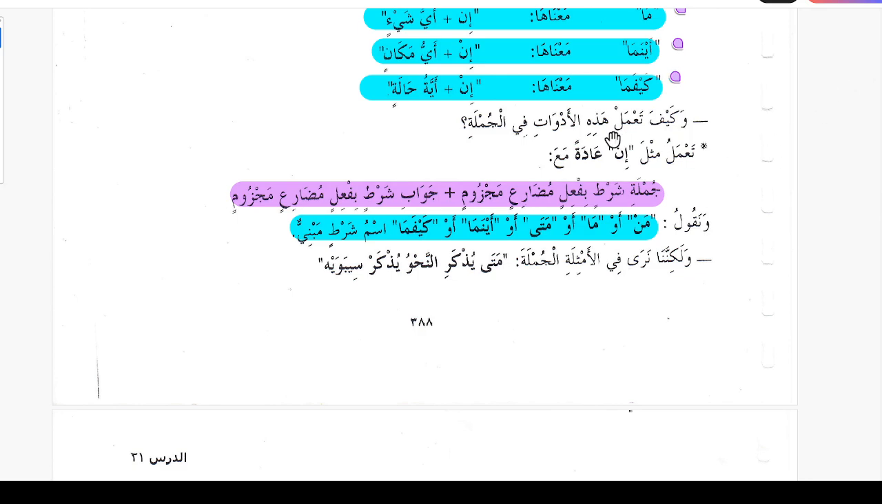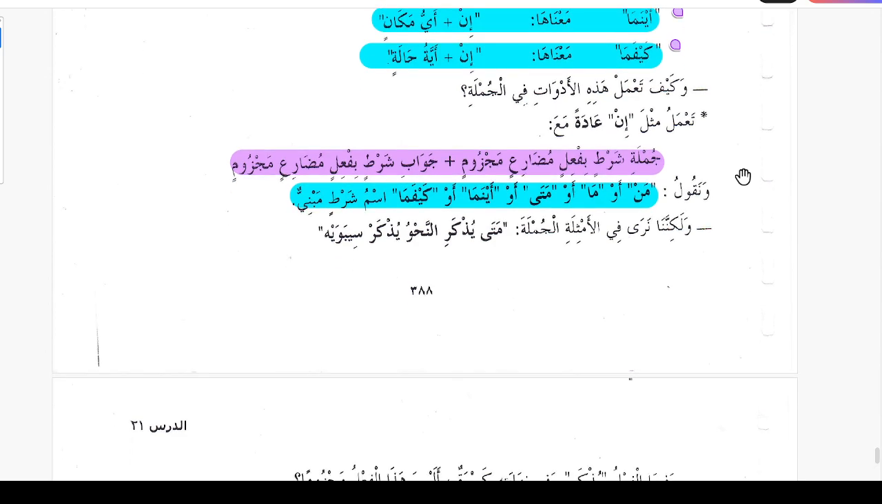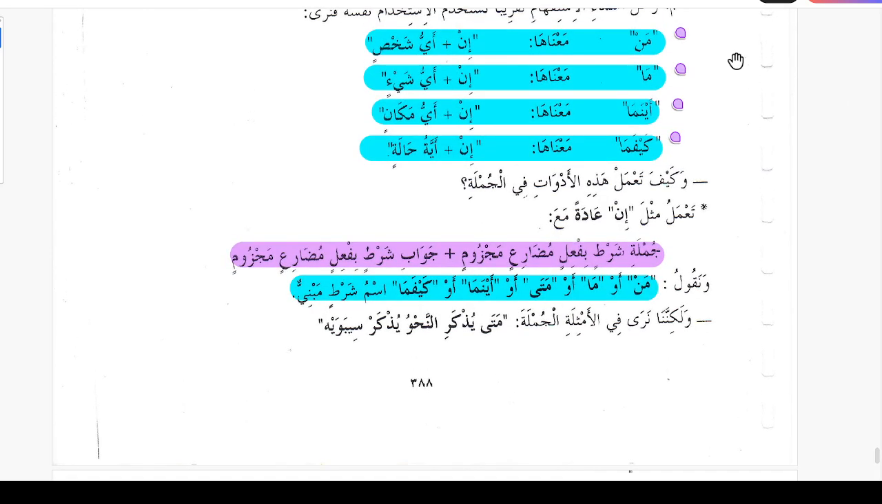So how do these tools work in the sentence? They work the same way as in works: the jumla shartiya has a fi'l mudari' majzoom, and the jawab ash-shart is also a fi'l mudari' majzoom, as we have seen in the above examples, where both are in the present tense and majzoom. We say man, ma, mata, aina ma or kaifa ma are ismu shartin mabni, and these particles are called ismu shartin mabni.